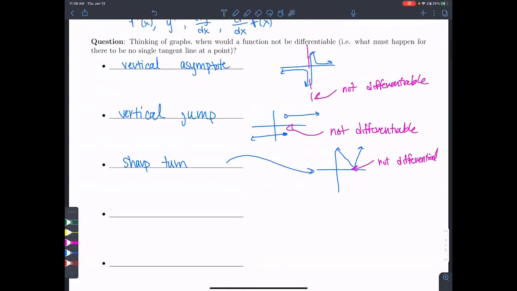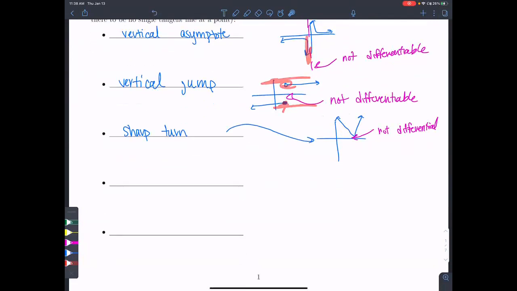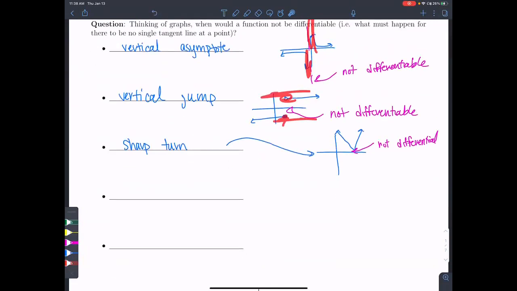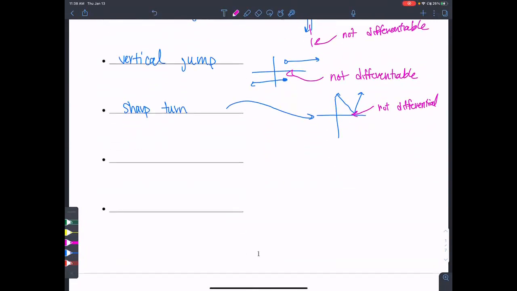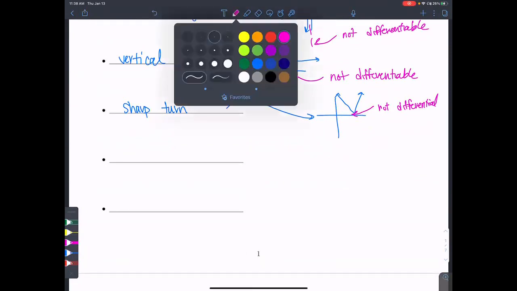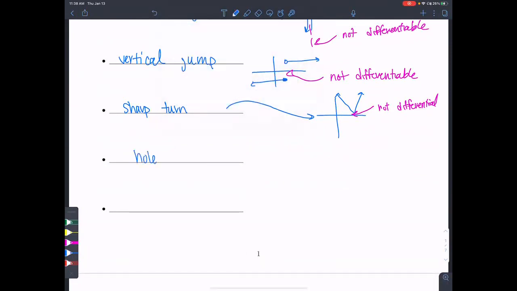See that idea of a single tangent line. This is two different tangent lines at that point, and that's a problem. Same here. But with that one, the slope is undefined, and that's the problem. Okay, a hole is another instance where a function wouldn't necessarily be differentiable. So you're looking at, say, here. And then lastly, a vertical tangent.